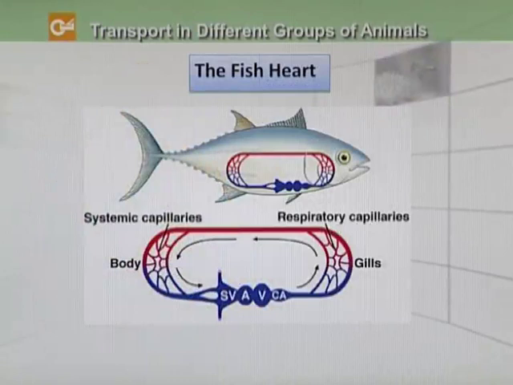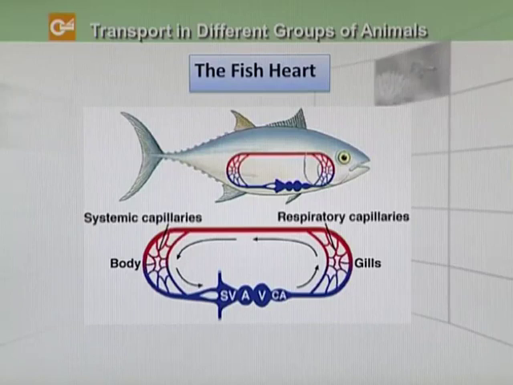Now we will see transport in different groups of animals, actually the more complex groups of animals. First of all, we will see the fish heart. As we know, development of gills by fishes required a more efficient pump, and in fishes we can see the evolution of a two chamber pump heart.